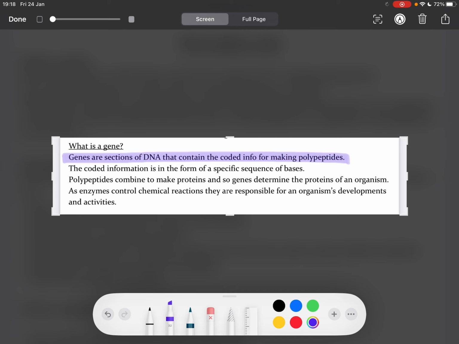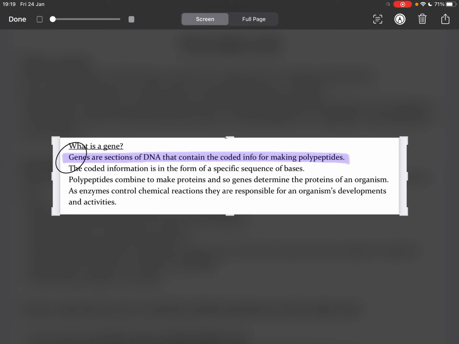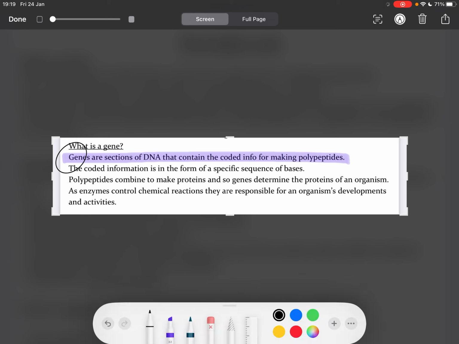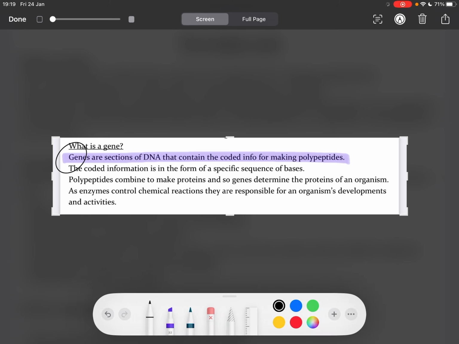Let's repeat that again. What is a gene? Genes are sections of what? Sections of the DNA that contain what? That contain coded info for what? For making polypeptides. That's great.